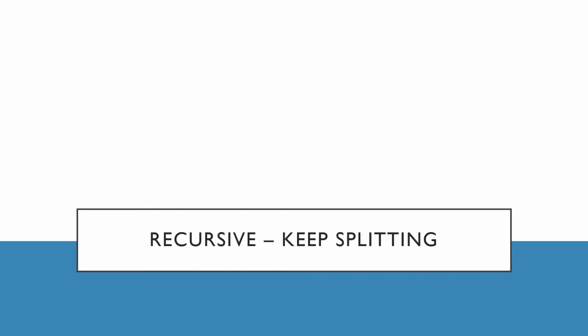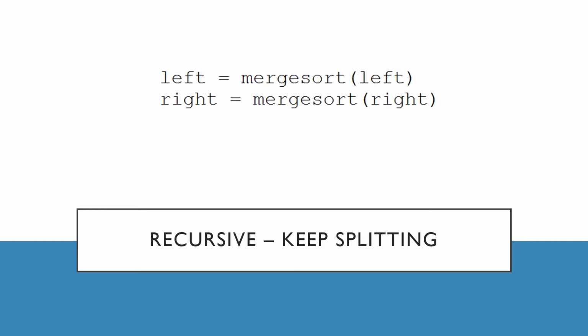And finally, we're going to keep splitting. Now, the recursive part of this function is a little bit different from what you're used to, because there are actually 2 calls to merge sort. That's because we've got to split the left to make smaller and smaller left hand sides, and the right to make smaller and smaller right hand sides.